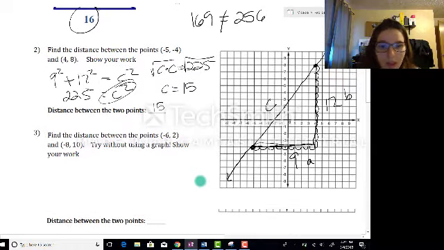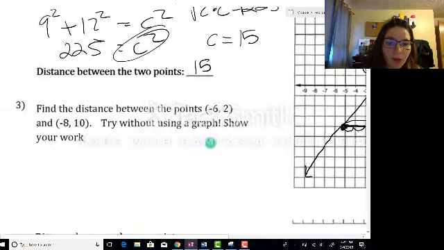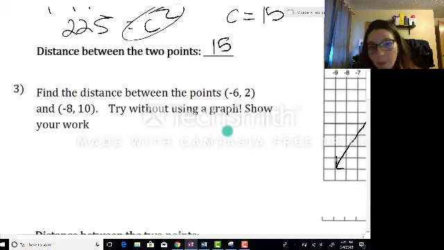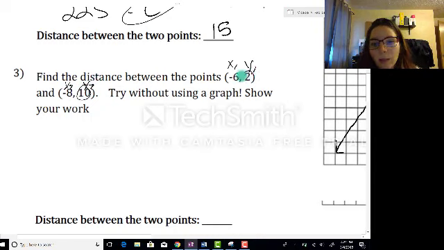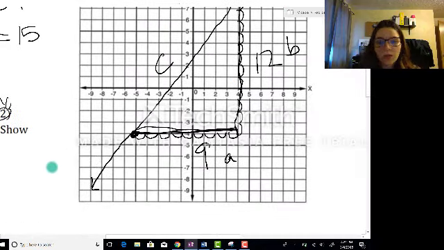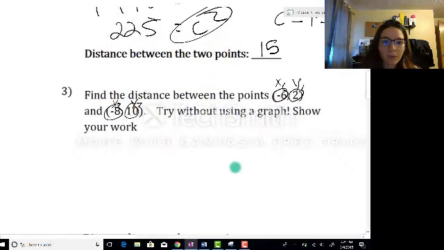Alright, let's move on to 3. Now for 3, you're not supposed to use the coordinate plane, so I'm not going to use it. The slope distance formula that I'm going to use has x1, y1, and x2, y2. What this is telling me is I'm finding the distance between this y point and this y point, and this x point and this x point. That's going to give me the legs of my right triangle, or my slope triangle without the visual.